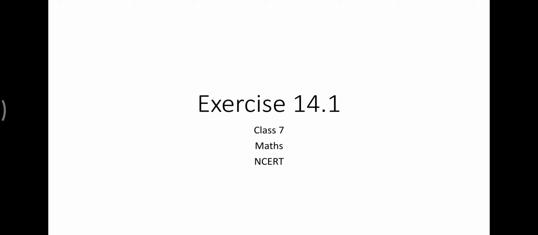We are doing exercise 14.1, class 7 maths NCERT. This is chapter Symmetry. Symmetrical figures are those figures which can be divided into two equal parts, or the line of symmetry, where we can draw a line in a figure so that it can be divided into two equal parts. Two equal and same parts is called a symmetrical figure.